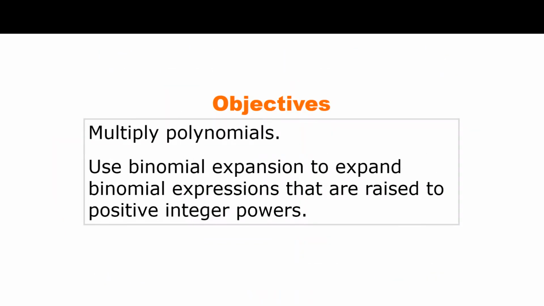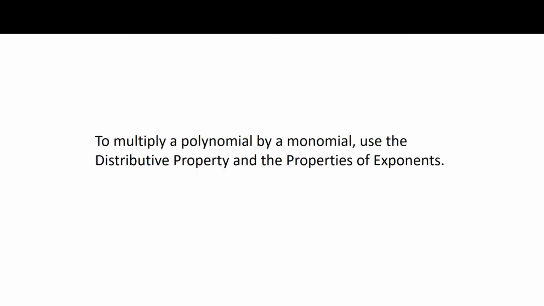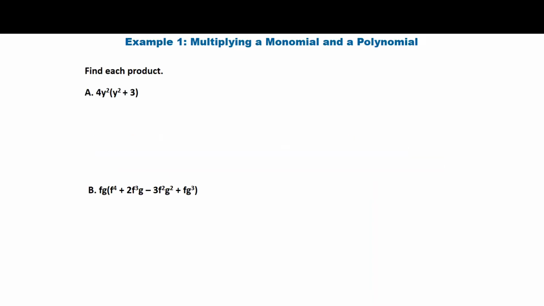All right, the objectives for today: you're going to be able to multiply polynomials, and you're also going to be able to use binomial expansion to expand binomial expressions that are raised to positive integer powers. So let's see what that means. To multiply a polynomial by a monomial, you're going to use the distributive property and the properties of exponents, which you've already learned.